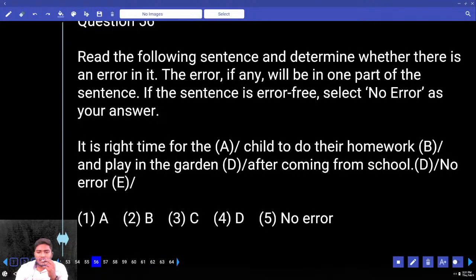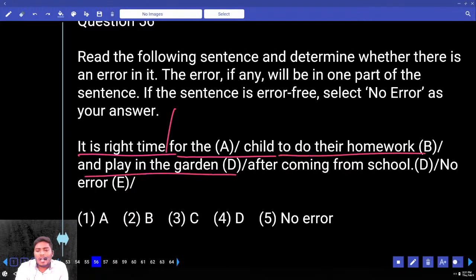It is the right time for the child to do their homework and play in the garden after coming from school. Have you understood the sentence meaning first? Yes. Okay. Now tell me your answer. It is the right time. Till here is that sentence fine? It is the right time. It is the right time for whom? For the child to do their homework and play in the garden after coming from school.